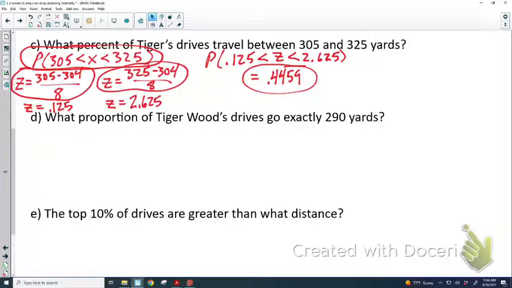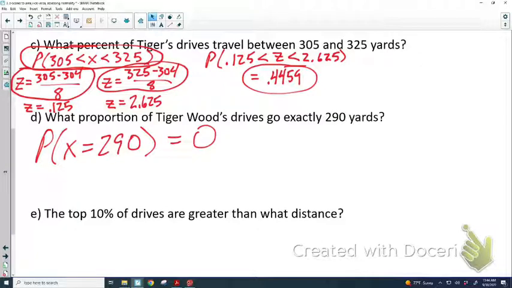All right, almost done. Proportion of exactly 290? Oh, that one is so nice. It's just 0. Done. It's got to be an interval. One value has no width, one value has no area, so it's just 0.